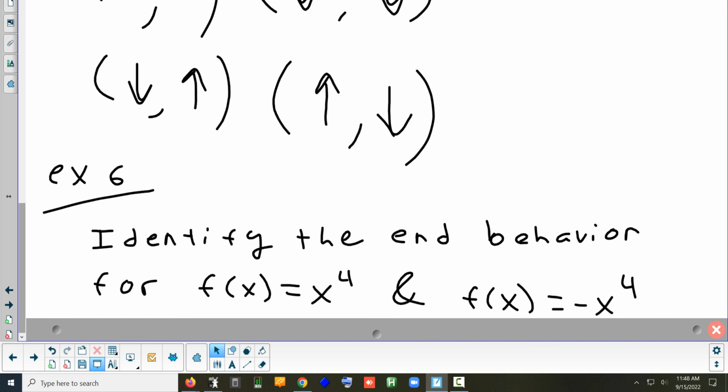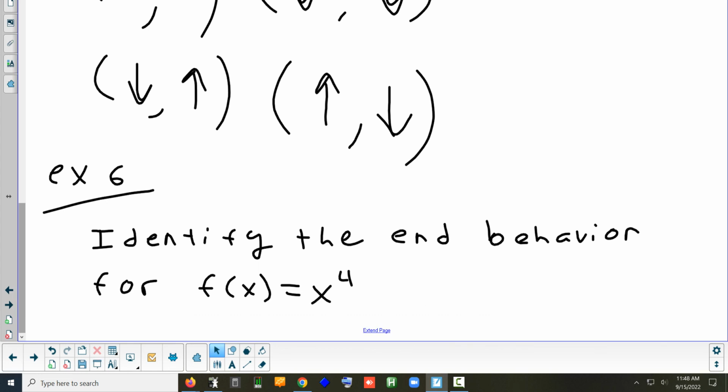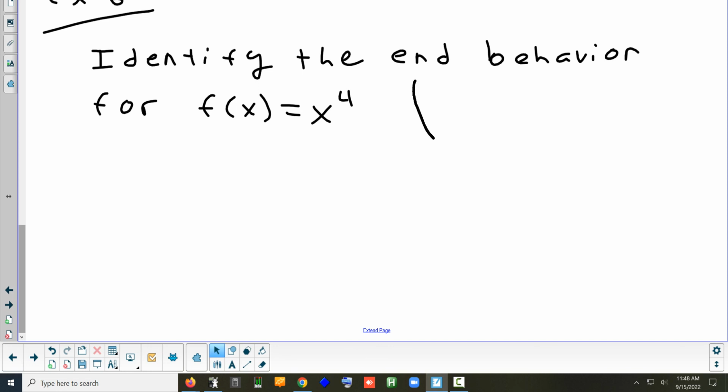So let's look at this. Let's just do f of x equals x to the 4th. I'll graph it for you because I know quickly what it looks like. Kind of looks like a parabola, but the bottom is a little flatter. But that's what y equals x to the 4th looks like.